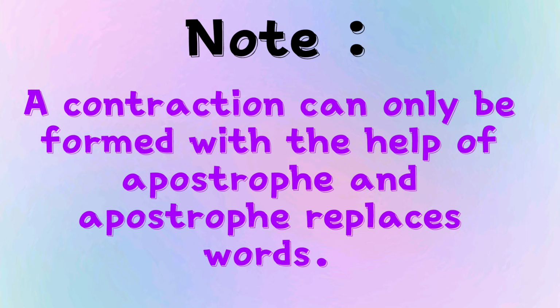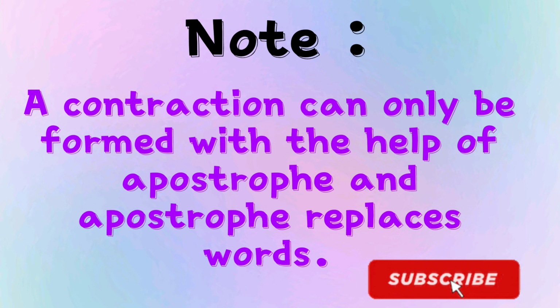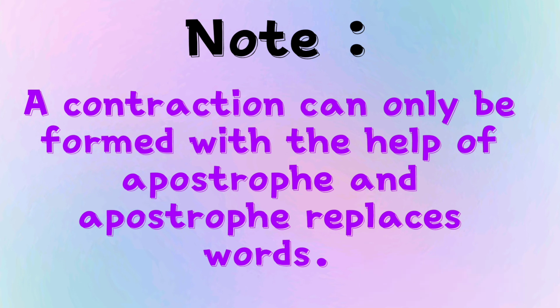A contraction can only be formed with the help of an apostrophe, and the apostrophe replaces the letters. Whenever you are going to make a contraction form, आपको कुछ letters को remove करना पड़ता है. That is the basic thing. And after that, in the place of the letters which are removed, every time you use an apostrophe, and that apostrophe always replaces those letters which you are removing from that word.